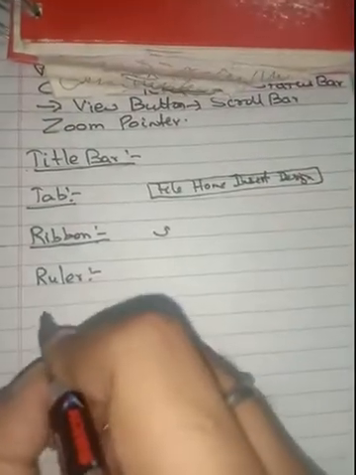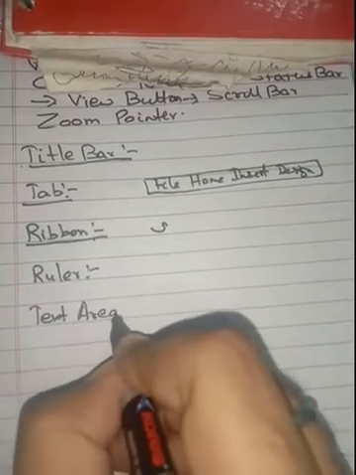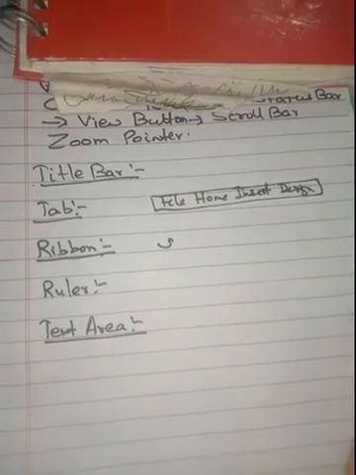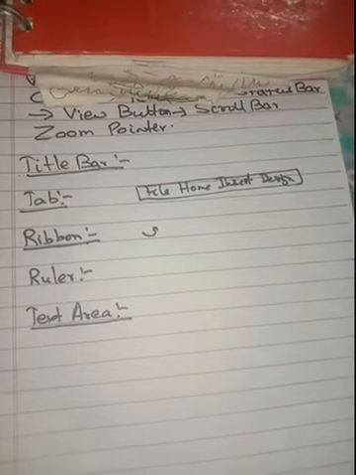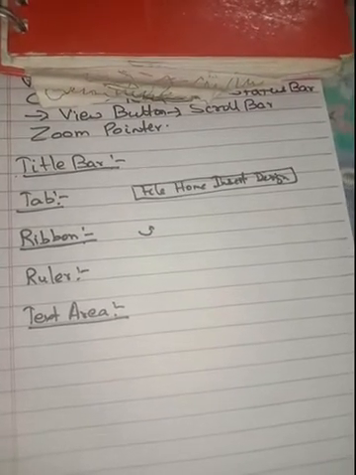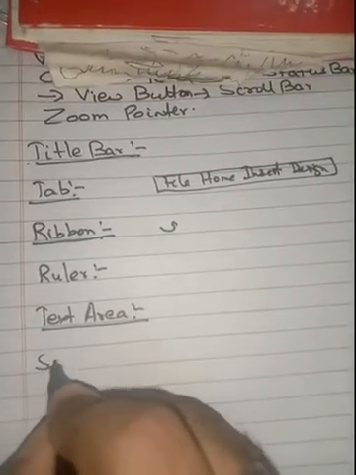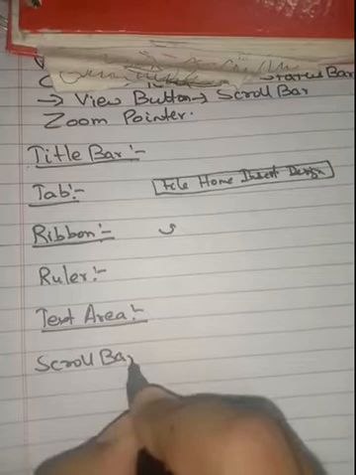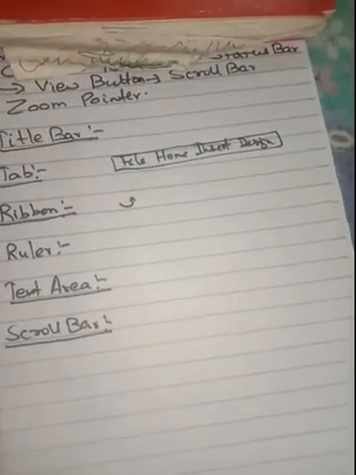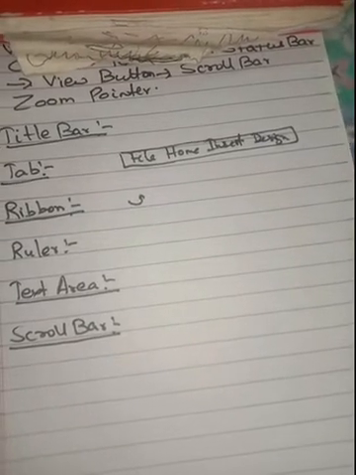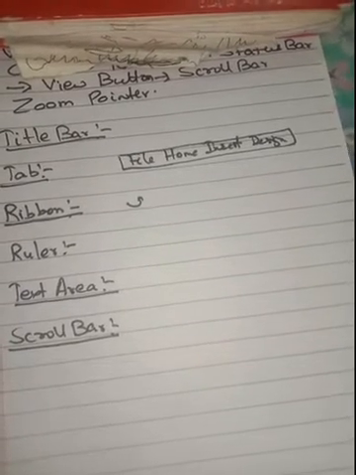Next we have the text area. What is the text area? Just below the horizontal ruler is a large area called the text area. We mostly type our text in the text area. Next we have scroll bars. The scroll bar is of two types, vertical and horizontal. The scroll bars are used to move the page up, down, left or right as required.